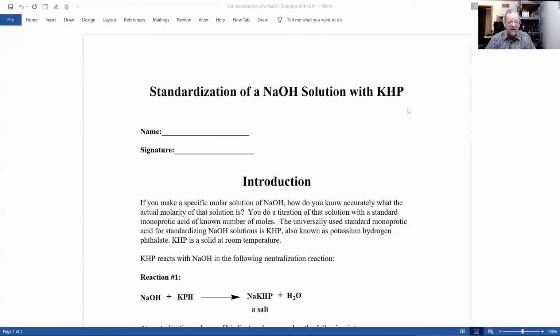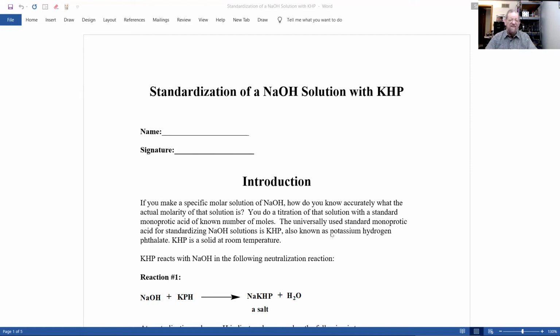But anyways, if you make a specific molar solution of NaOH, how do you know accurately, and that's the important part, what the actual molarity of that solution is? You do a titration of that solution with a standard monoprotic, that's fancy for one proton acid, of known number of moles. And the universally used standard monoprotic acid for this is KHP, and the actual name is potassium hydrogen phthalate, but everybody calls it KHP. Now, KHP is a solid at room temperature.